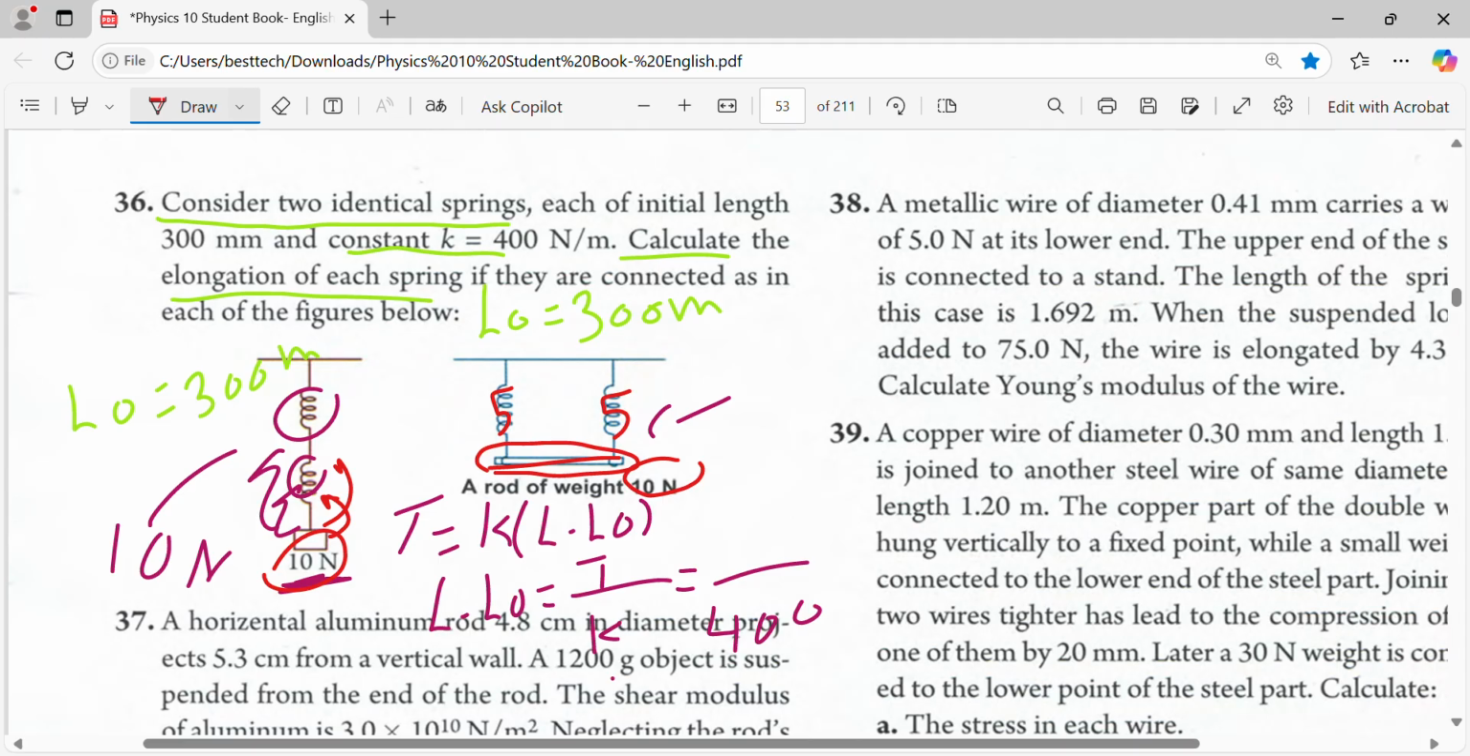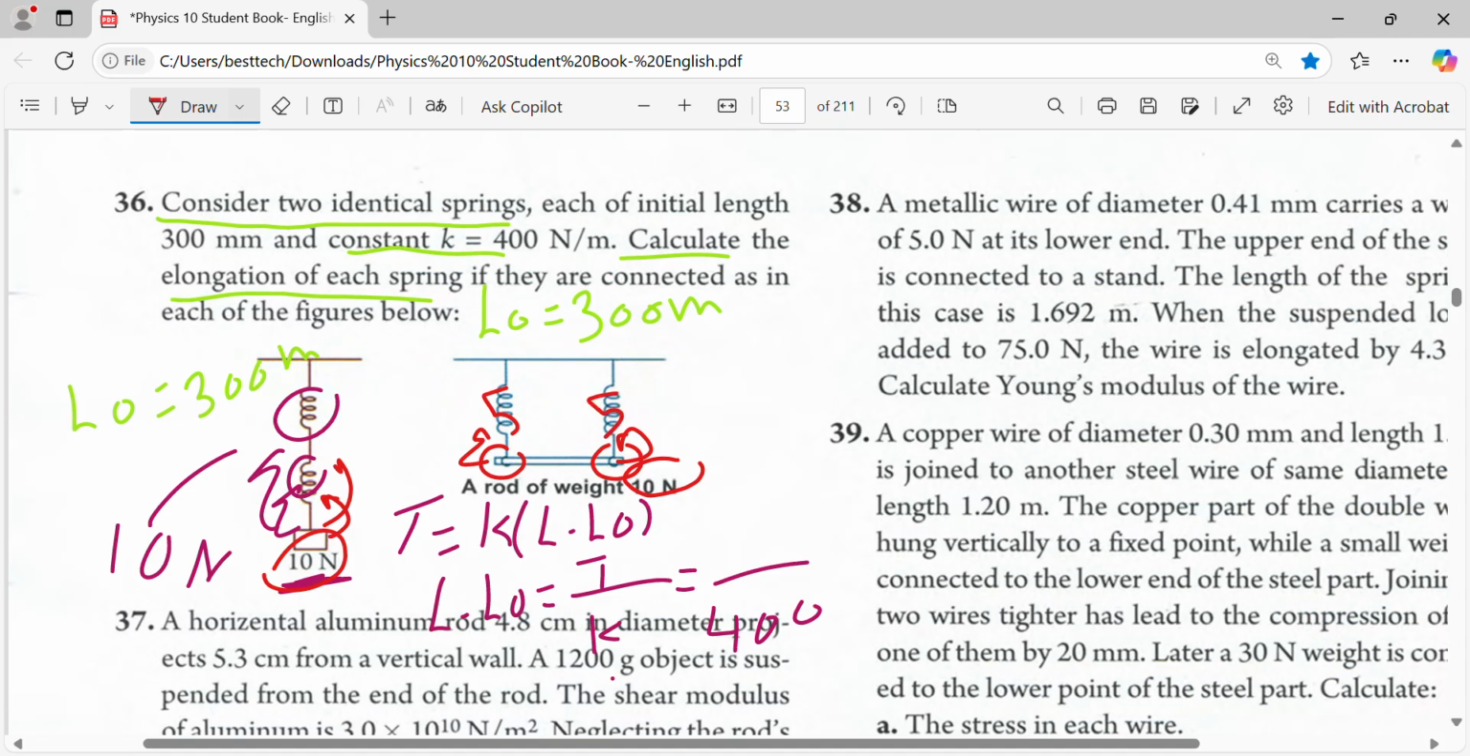Because look, at this side, the spring is suspended by this side. The other side, the spring is suspended by the right side. So that means each side takes 5 Newton. That's why it becomes 10. Look, this wire, we know, has two sides. The right side is suspended by this spring. The left side is suspended by this spring. So each of the sides takes 5 Newton.